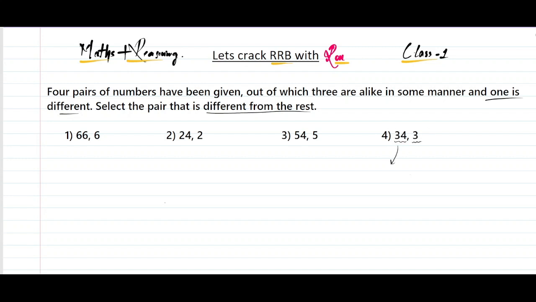If I add 3 plus 4, I am getting the number 7, but I want 3 here. So if I subtract 4 from this, I am getting 3, which is the second number. Okay, let's see the next, 54. If I add 5 plus 4, I am getting 9. If I subtract 4 from this, I am getting 5 here. See, here we have 24. If I add 2 plus 4, I am getting 6. If I subtract 4 from this, I am getting 2, which is the second number.